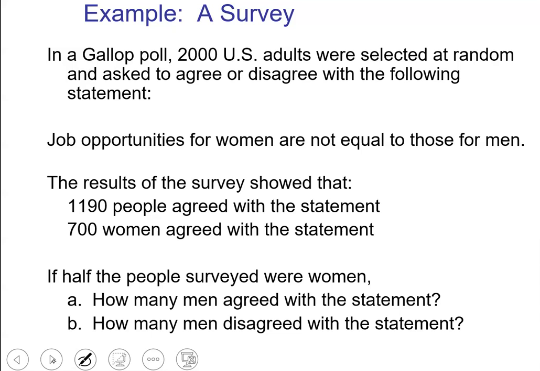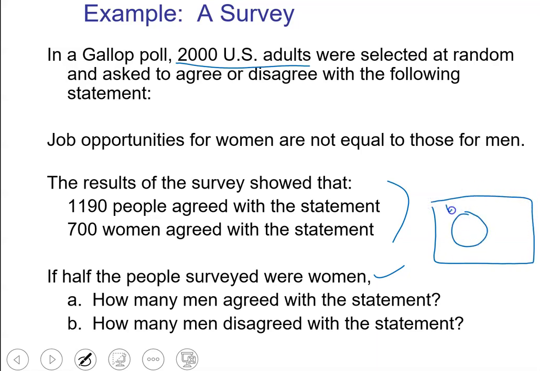If we think about doing a Venn diagram, we should easily be able to figure these out, knowing there was a total of 2,000 adults, half the people surveyed were women, 1,190 people agreed with the statement, and 700 women agreed. So let's draw a Venn diagram. Usually you start off with a rectangle and draw a couple of circles. We're going to have a circle of women, and a circle of people that agree.